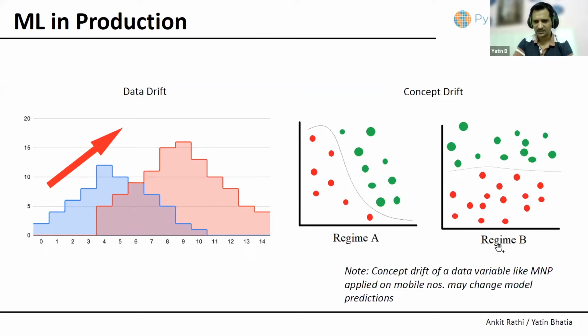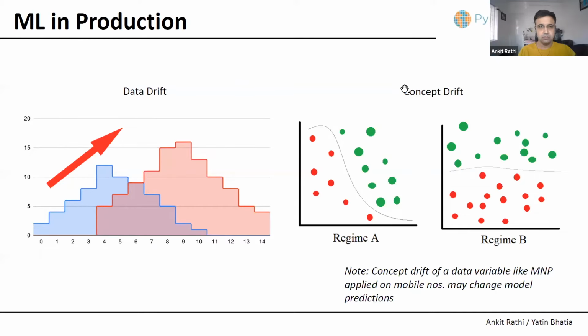And then this figure, regime B. Here also green and red are there. The data distribution is there, but the distribution of Y, the output variable, according to the input variable, has completely changed. Earlier it was separated vertically, now it's separated horizontally. So this needs to be incorporated back into the model. My model has to be retrained, re-engineered, prepared again.